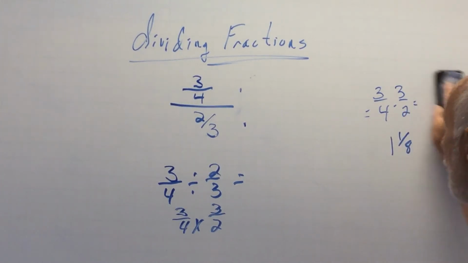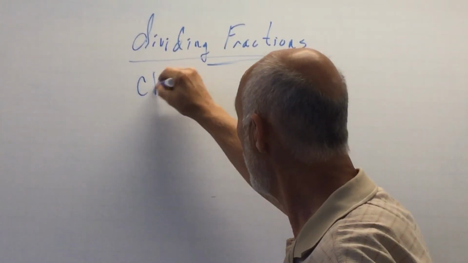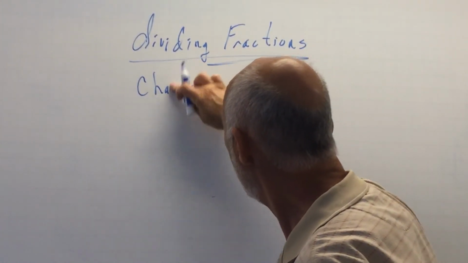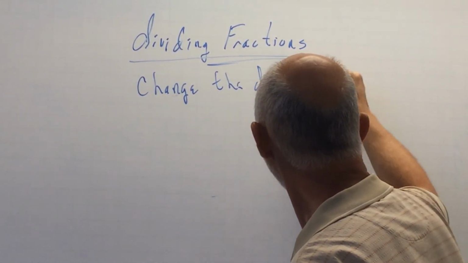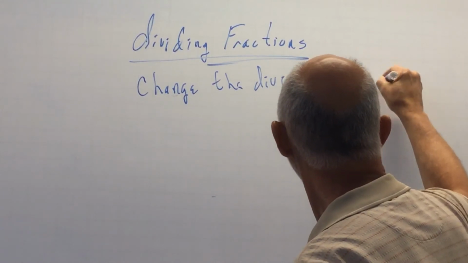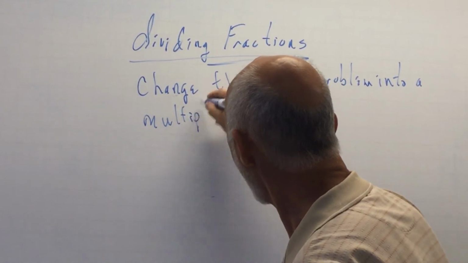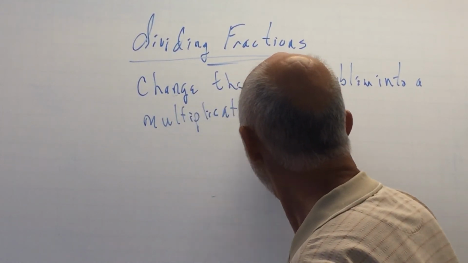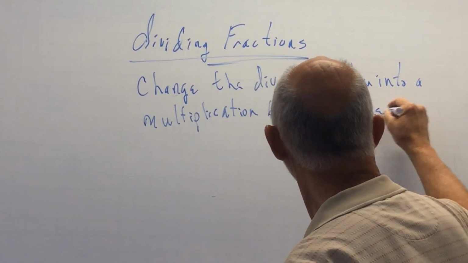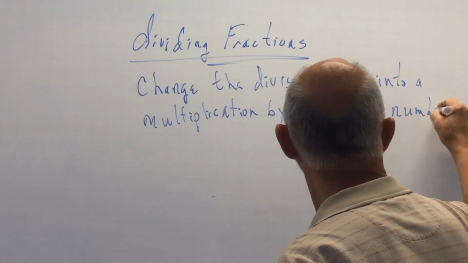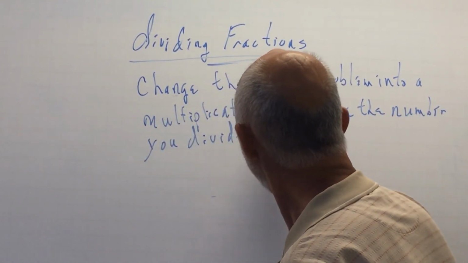So if you want to know the official rule to divide fractions, here it is. Change the division problem into a multiplication problem by changing the number you divide by to its reciprocal.